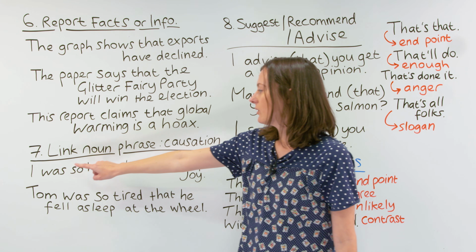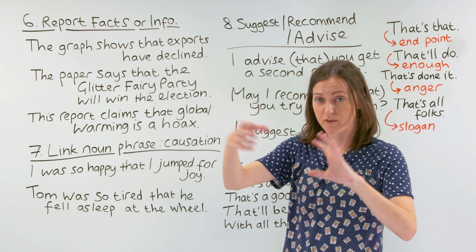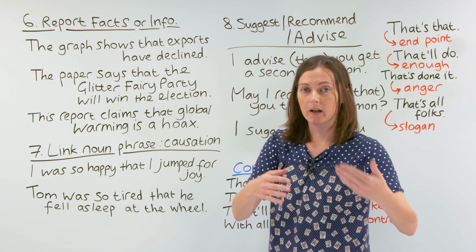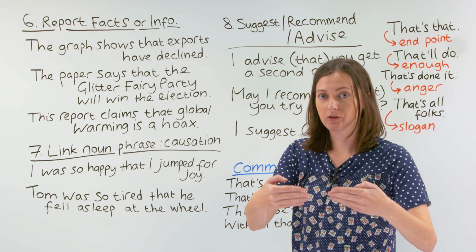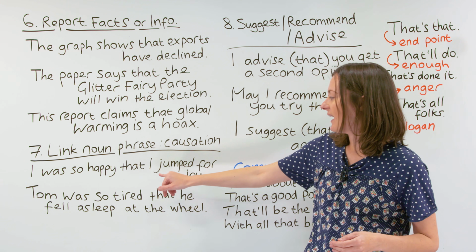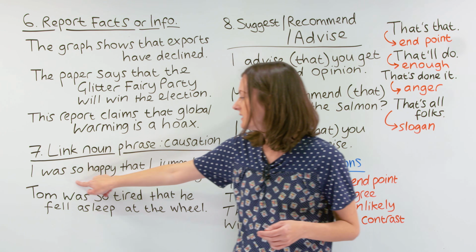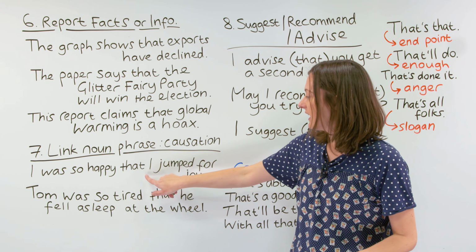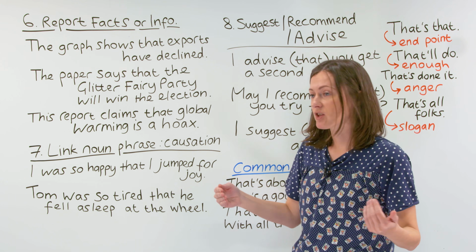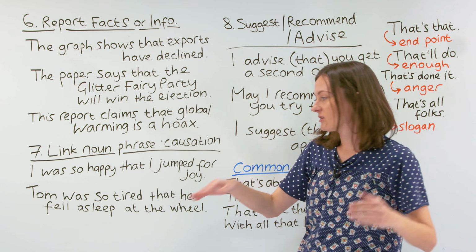The next one is we use that to link noun phrases together. And when we do that, we show causation. We show that one noun phrase is linked to the other one. They're in a relationship. Here's an example. I was so happy that I jumped for joy. Here's the first phrase. I was so happy. Here's the second phrase. I jumped for joy. I was so happy that I jumped for joy. And that is in the middle to sandwich the two phrases together.